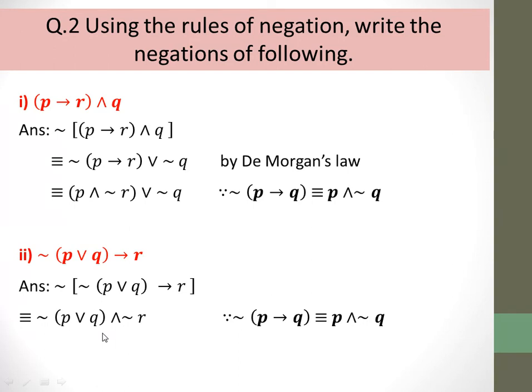Now see here, negation of P or Q by De Morgan's law can be written as negation P and negation Q. So De Morgan's law is applicable, and negation R is as it is. By this step we get the negation of the given statement pattern. Clear? See step number 2 and step number 3. Here we use the negation of implication, and in this case we use De Morgan's law.